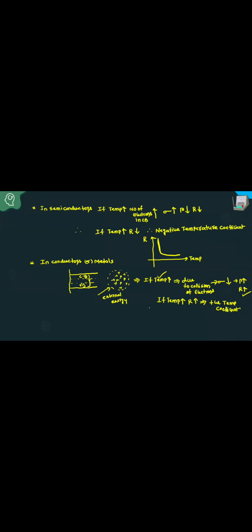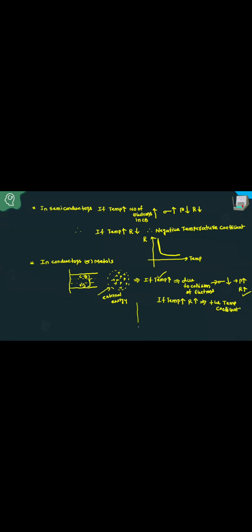Sir, what about insulators? That concept is different. In insulators, there is a concept of displacement current, that is because of the dipole moment. Because of dipole moment, there is a current. But all this is not required. But you know, this is the minimum knowledge. Semiconductors have a negative temperature coefficient and conductors have a positive temperature coefficient.